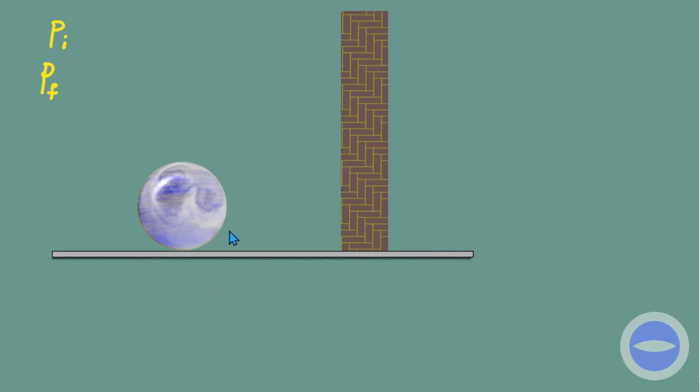So a change in momentum is written as a delta P. This is a change in momentum. And change in momentum is also a vector, so it can be represented as a vector. And then the formula for calculating change in momentum is final momentum minus initial momentum. This is the formula for calculating change in momentum.